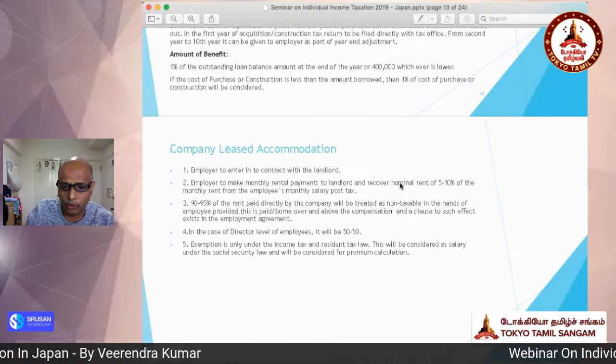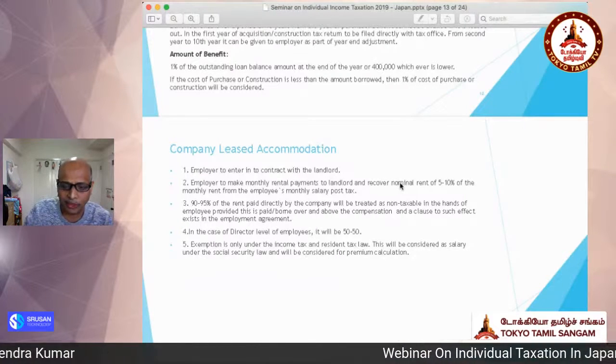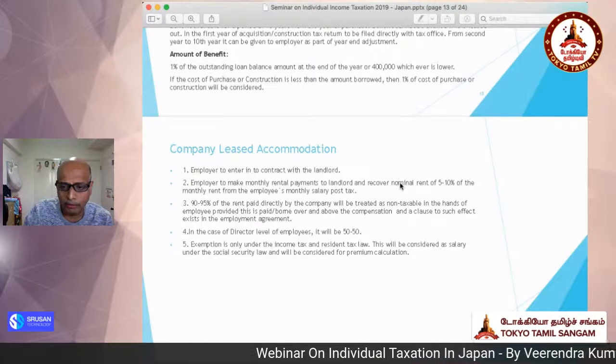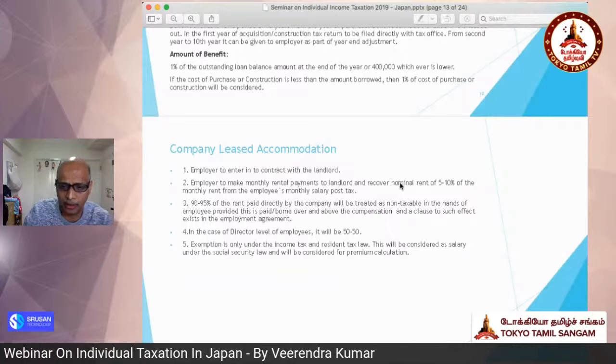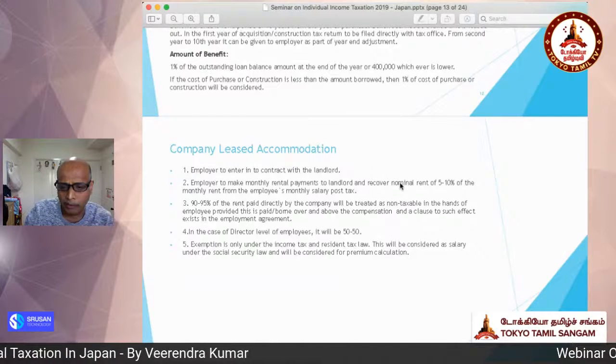This exemption is only under the income tax law and resident tax law. So this will be considered as salary under the social security, and hence it will be considered for the premium calculation.